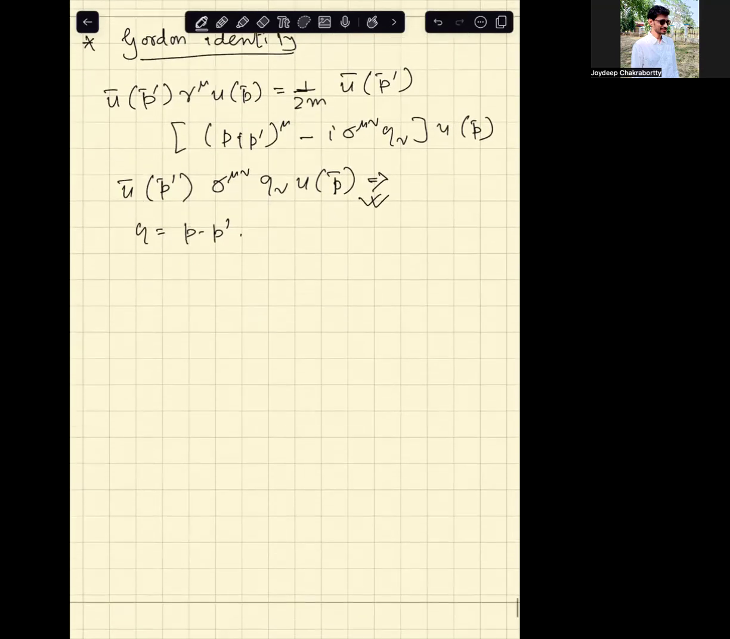So now we'll define something which is called the projection operators for positive and negative energy states.